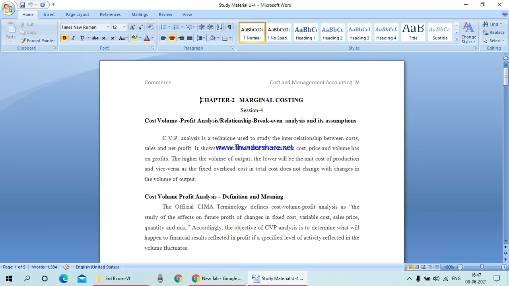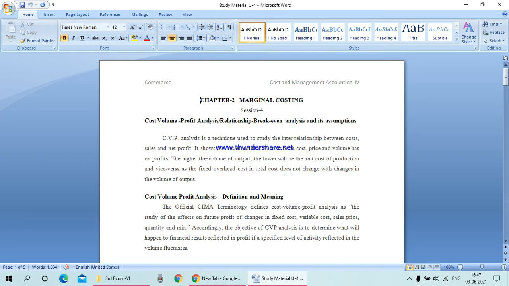So this CVP analysis shows the effect that fluctuation in the cost of the product, price of the product and volume has on profits. The higher the volume of output, the lower will be the unit cost of production, and vice versa, as the fixed overhead cost in total cost does not change with changes in the volume of output.